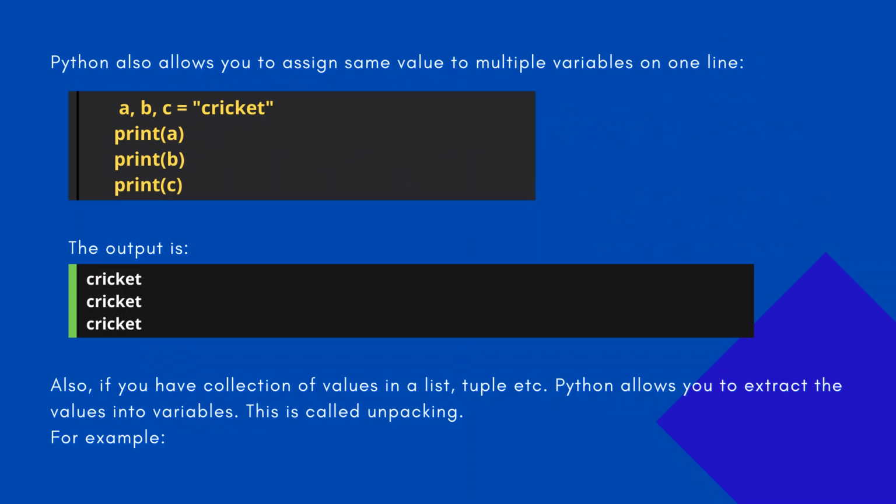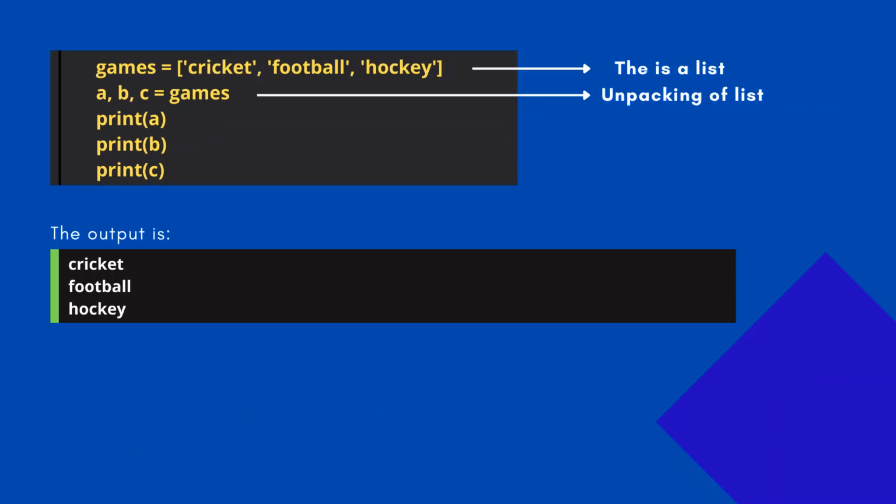Python also allows you to assign the same value to multiple variables on one line like the given code sample. In this code sample, A, B, C all get assigned cricket. Also, if you have a collection of values in a list, tuple, etc., Python allows you to extract the values into variables. This is called unpacking. For example, in this code sample, the list game is unpacked among the variables A, B, C.